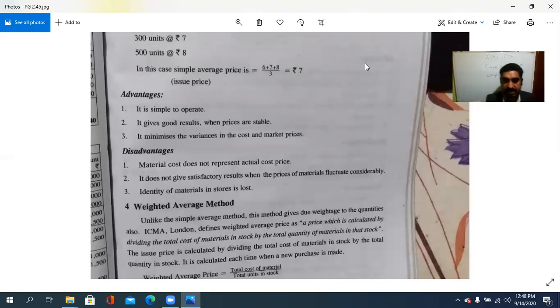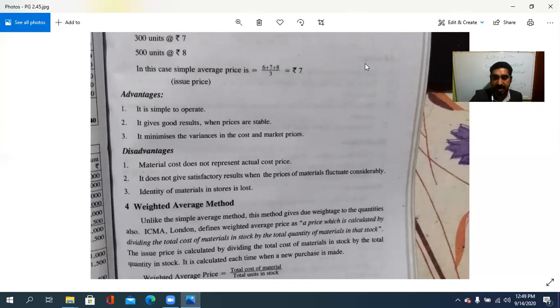And there are some disadvantages: material cost does not represent the actual cost price, and it does not give satisfactory results when the prices of the material can fluctuate considerably. Also, the identity of the materials in the store is lost. So these are the advantages and disadvantages with regard to the simple average method.